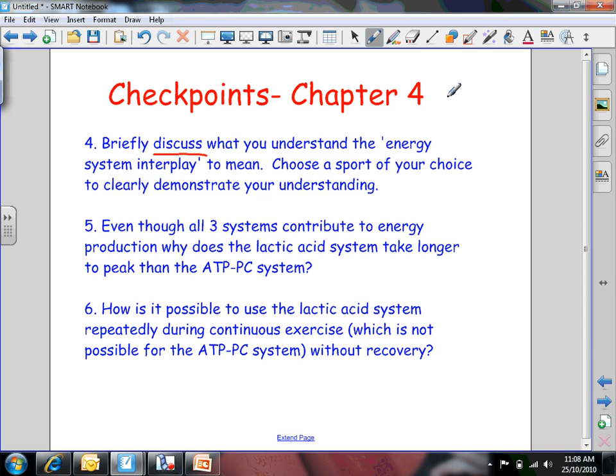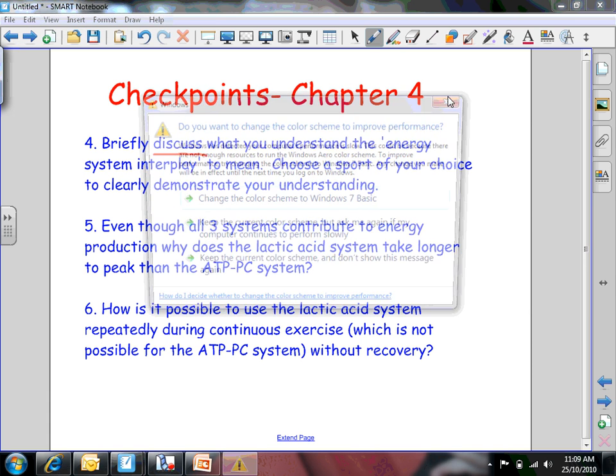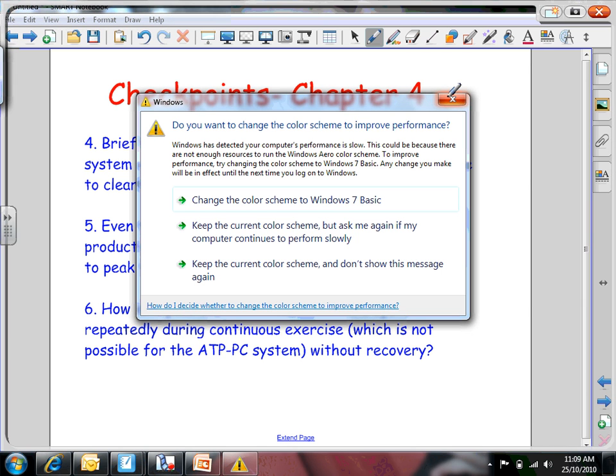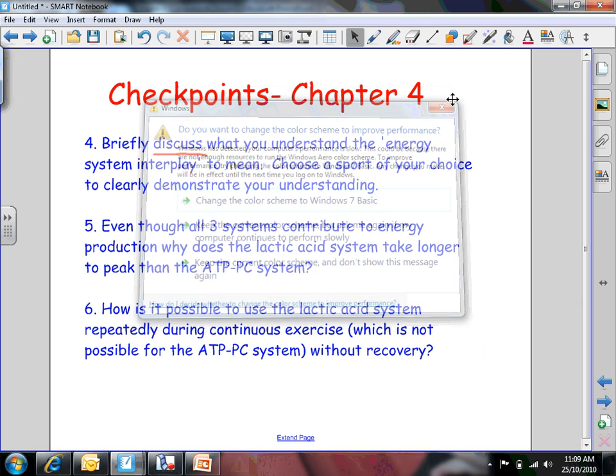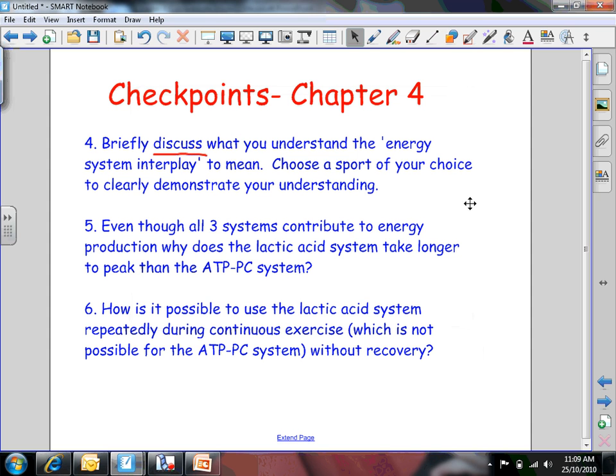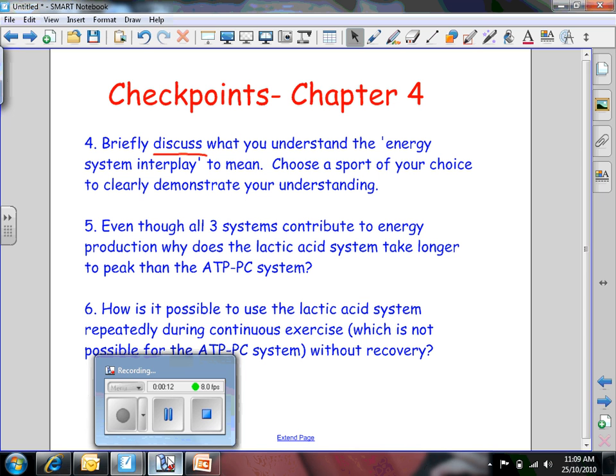Then the last question, how is it possible to use the lactic acid system repeatedly during continuous exercise, whereas the ATPPC system can't, without recovery? You need to look at the availability of the ATPPC, and remember that the ATPPC does not replenish itself without complete rest, whereas the lactic acid system is a little bit different, and we've already covered that when we talk about the metabolic byproducts of the lactic acid system previously. So there you go.